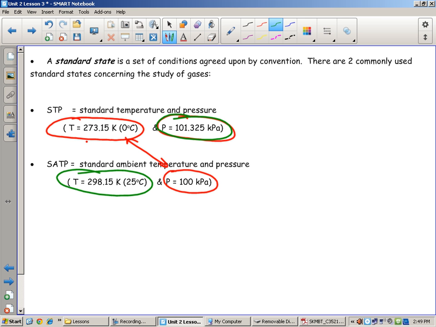If you see something that says standard temperature, well, that's 273.15. If it says standard ambient temperature, that's 298.15. And it'll say that in the question, of course. If they talk about standard ambient pressure, well, that's 100 kilopascals. If they talk about standard pressure, it's 101.325 kilopascals. Okay, all right, so just keep that in mind. Those are on the back of your periodic table.